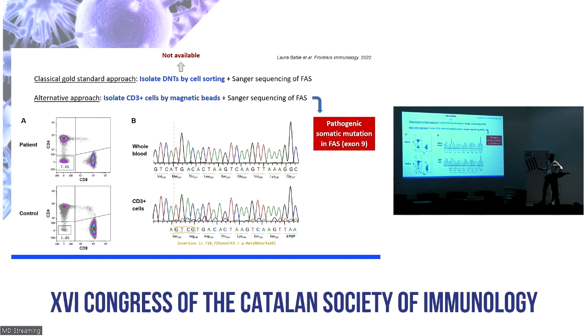And we tried an alternative approach, that was to isolate CD3 positive cells by a simple magnetic system, because double negative T cells are inside these CD3 positive cells. So we enrich, not purify, but enrich this population, and we try to do Sanger sequencing. You can see here that in total blood, we could not detect any possible variant, but in CD3 positive cells, you can see this small pattern of double peaks that indeed correspond to a pathogenic somatic mutation, consisting in a 4 nucleotide insertion in the exon 9, which is the intracellular part where all or most of the somatic variants are located.